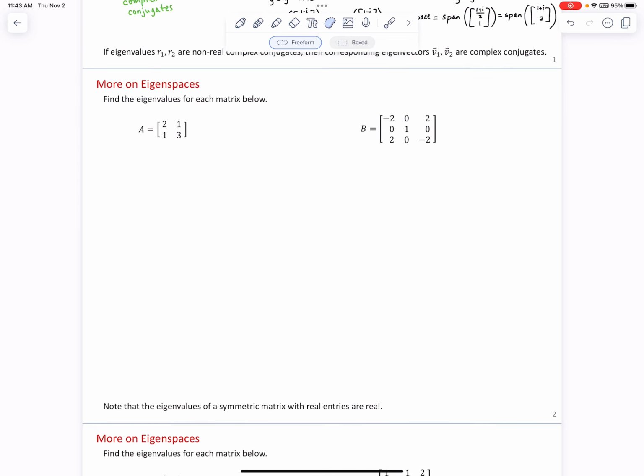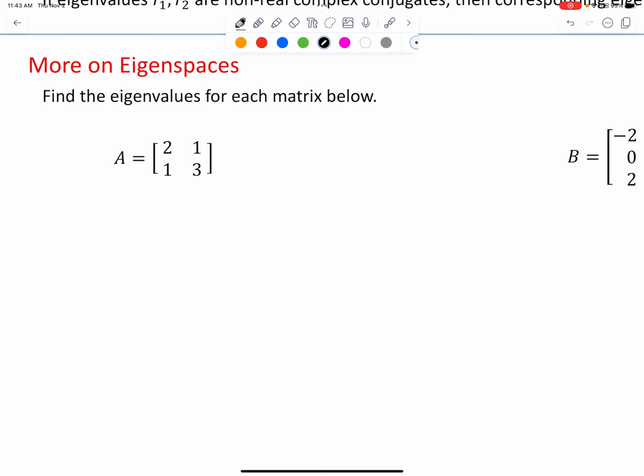Find the eigenvalues for each matrix below. Now I want you to notice that this is a symmetric matrix. The main diagonal could be whatever numbers, but the entries off the main diagonal you see a symmetry. So in this case, these two numbers have to be the same, and this would be a symmetric matrix.